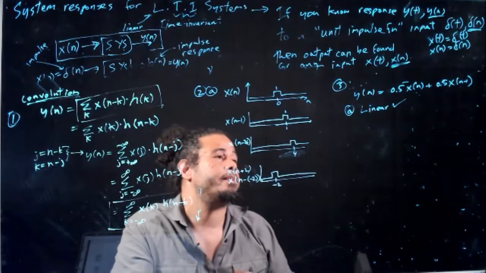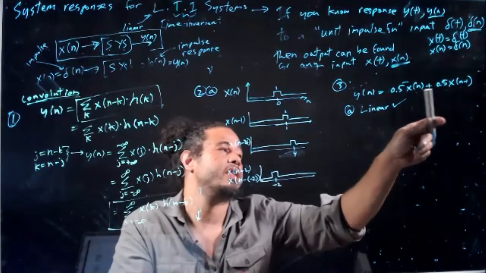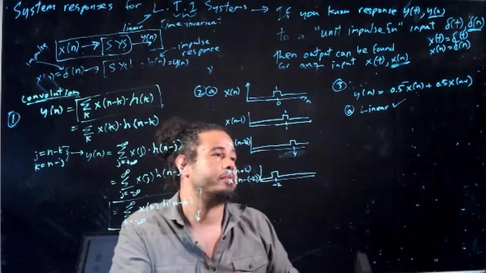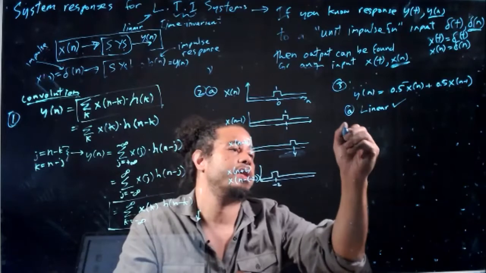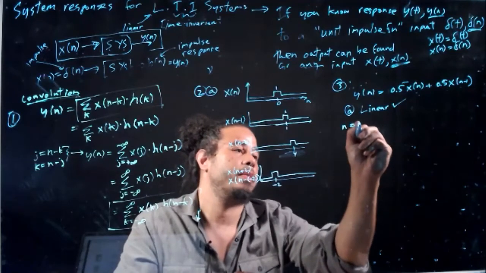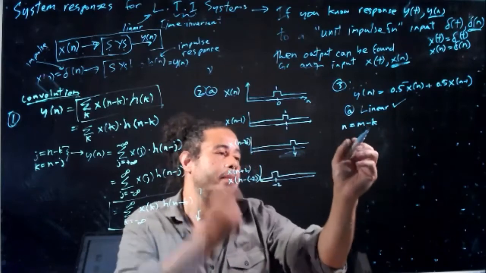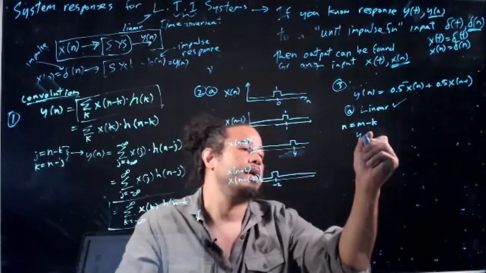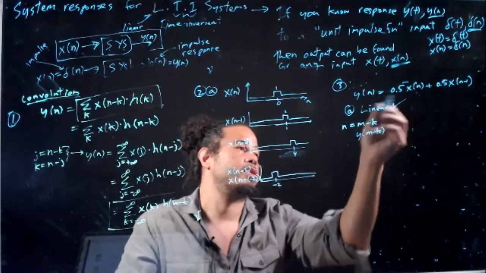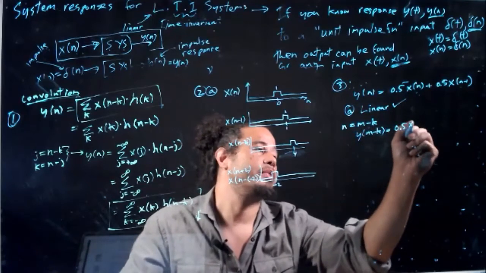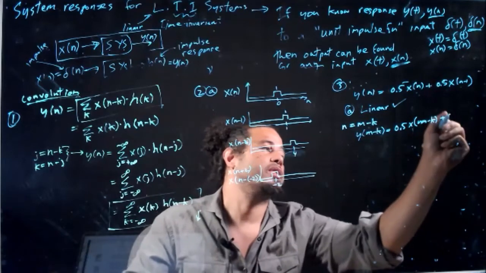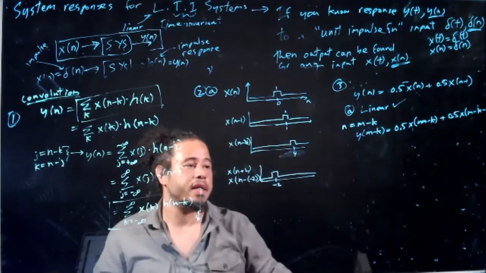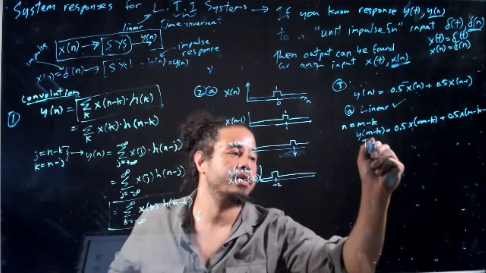And is it time invariant? For time invariance, if we shifted these inputs to different times, then would the output be shifted to different times? And that's actually fairly easy to show here. If we made the substitution that n was equal to some m minus k, so we shifted by some amount k, then y of m minus k, just directly from this equation, is going to be equal to 0.5 times x of m minus k plus 0.5 times x of m minus k minus 1. And this is pretty much directly the definition of time invariance. Okay, and so the system is time invariant.